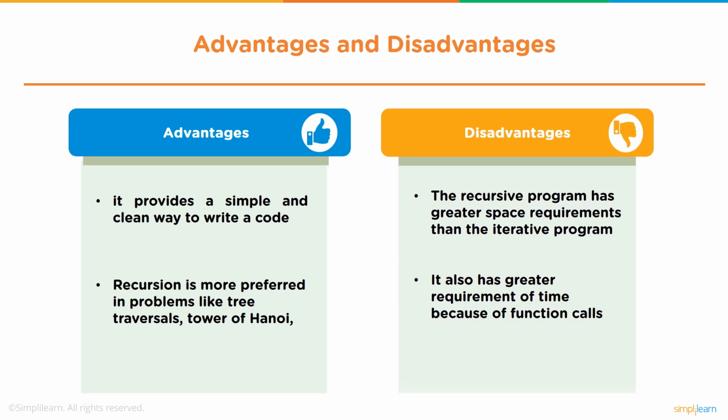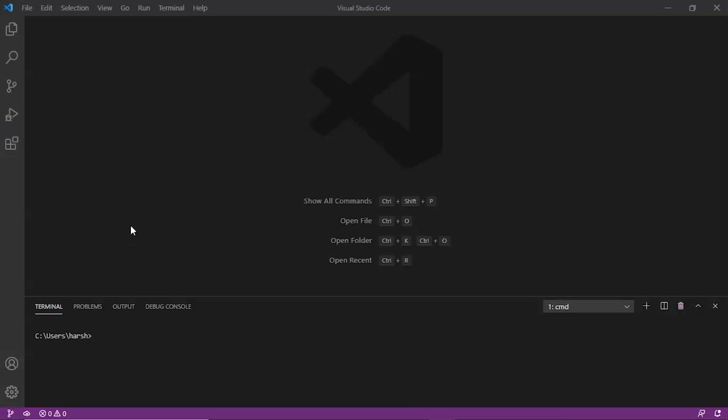Now, let's do some examples of recursion on our code editor, that is VS Code. Here we will do a program in which we will find the sum of natural numbers up to a number which we will enter, and we will do this example using recursion. So let's start. First of all, we'll name this.